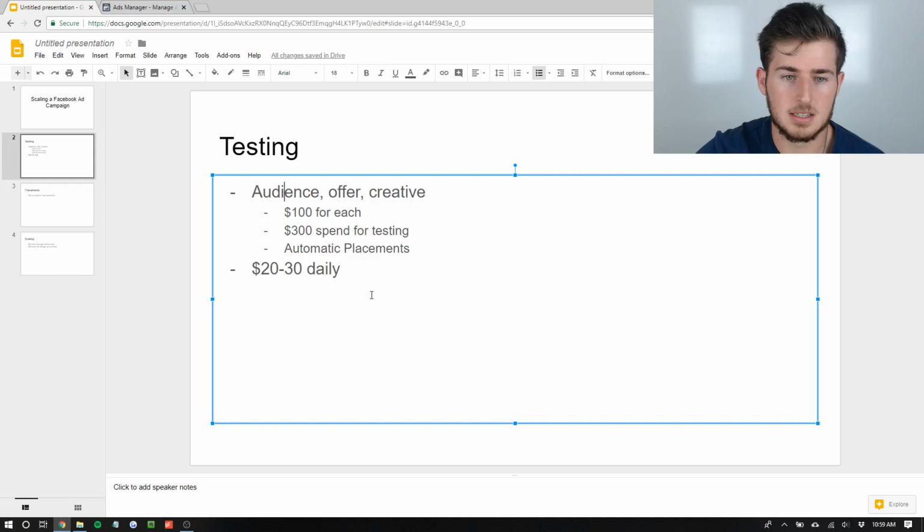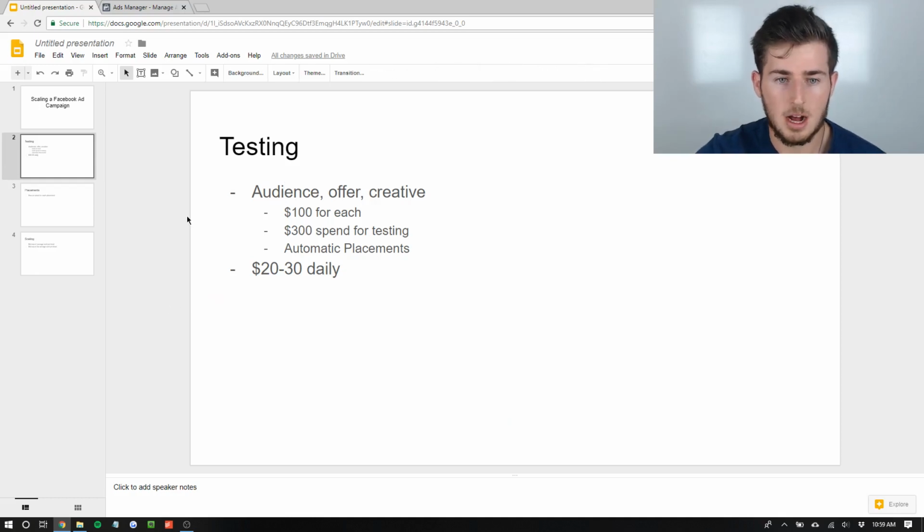But testing, this is my kind of cycle of what I go through. I spend about $100 testing my different audiences, then I spend another $100 testing different offers, and then I spend another $100 testing the creatives.